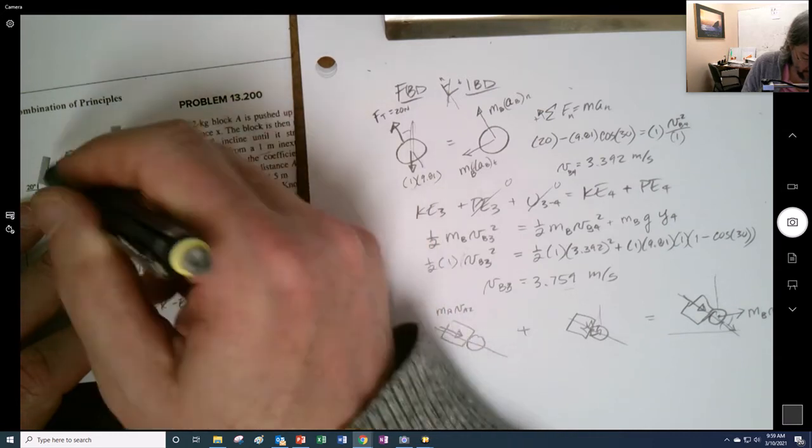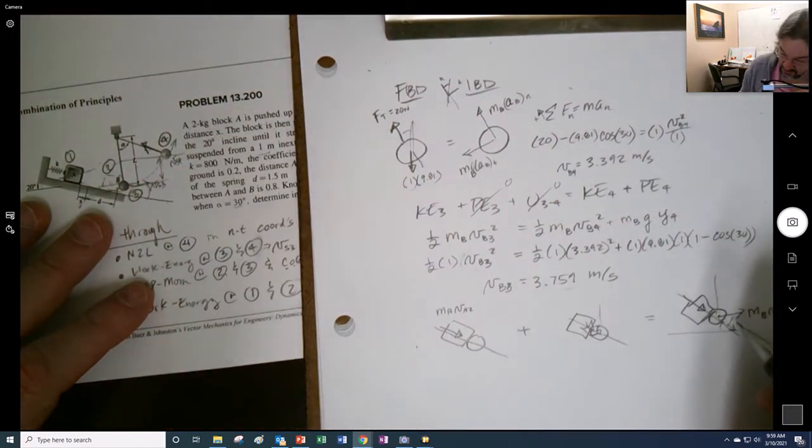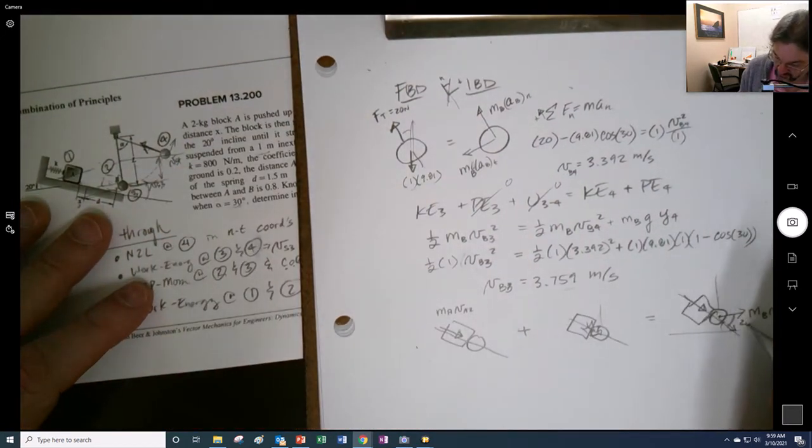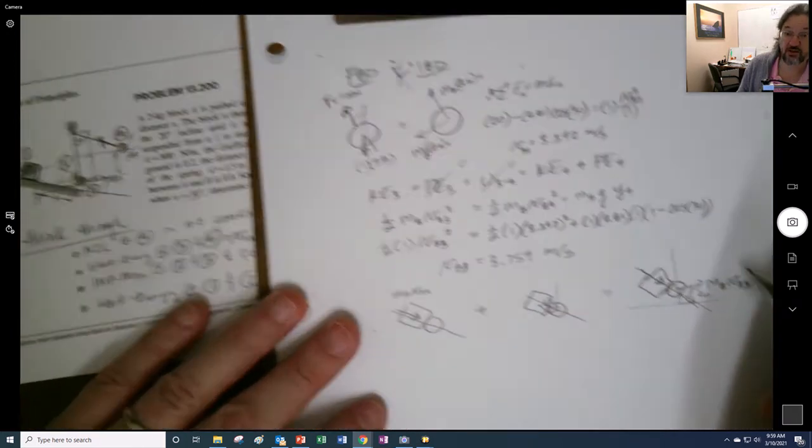No, this would be 20 degrees and that would be 20 degrees. So this right here would be 20 degrees. Yeah, that makes sense right there, right? Okay, so that right there is 20 degrees.